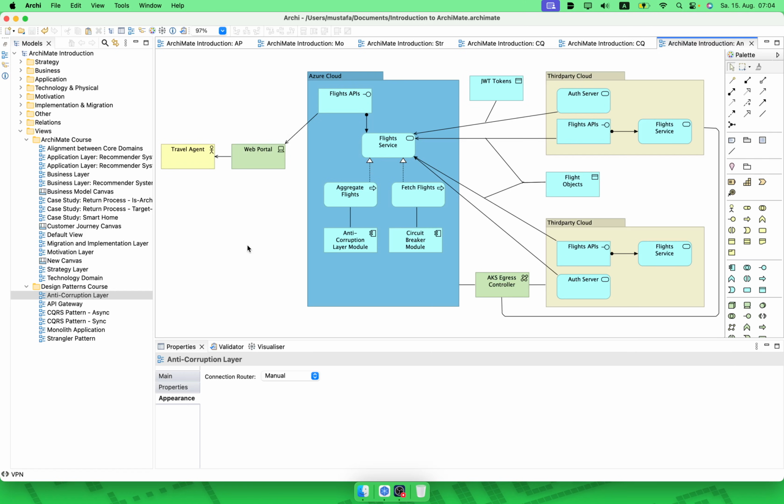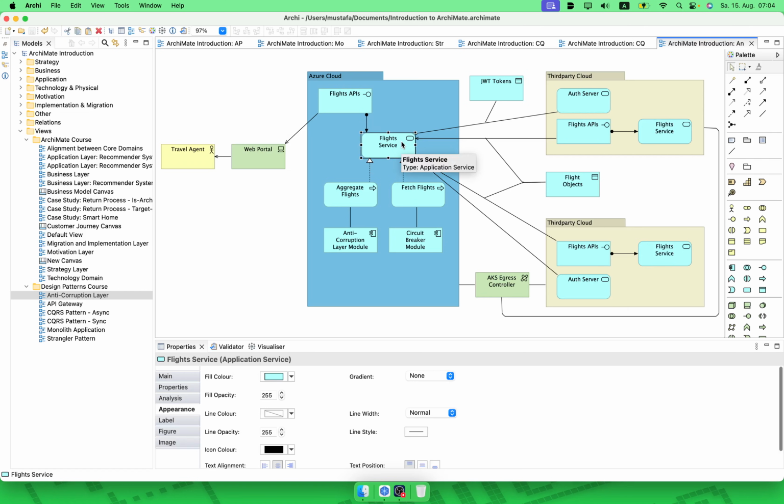Let's focus now on the anti-corruption layer. So the flight service is querying the data from flight APIs that are assigned to flight services on the third-party partner clouds. And moreover, to be able to query the data, it needs a JWT token for OAuth, and this means that it will query the OAuth server from both or more than two third-party clouds. Using the token, then it will start querying the flight APIs directly.